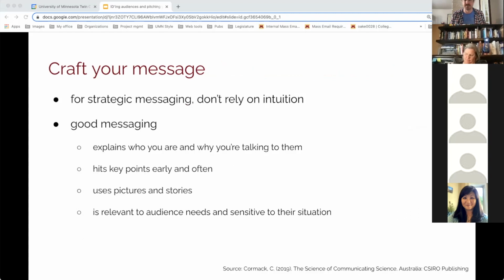So strategic messaging calls for thoughtful and intentional planning rather than blindly trusting your intuition. The US FDA report titled Communicating Risks and Benefits, an Evidence-Based User's Guide, warns us that using our intuition to develop key messaging should raise alarm bells.